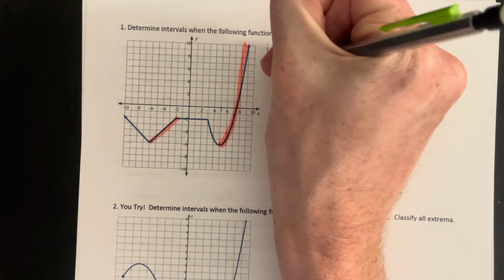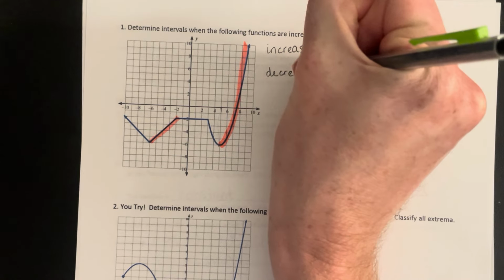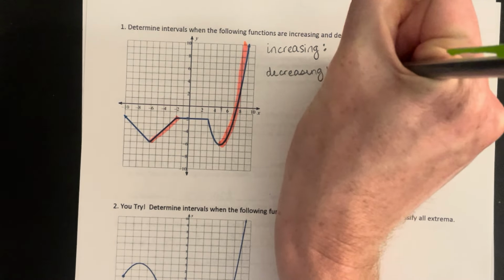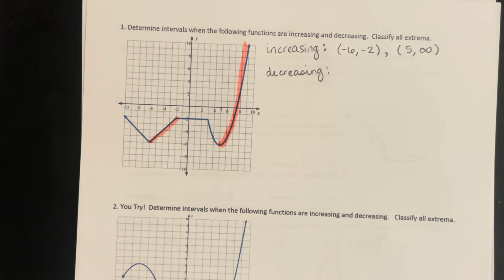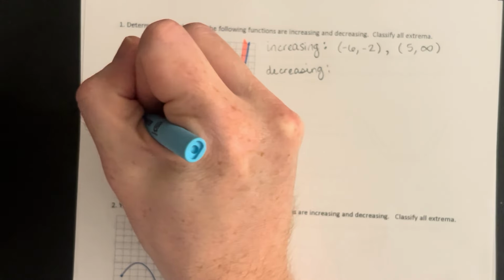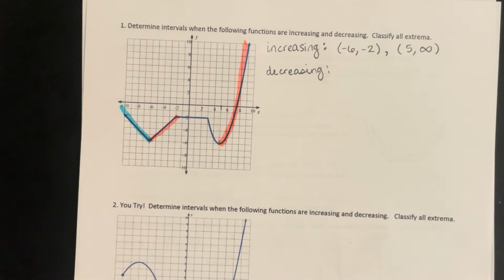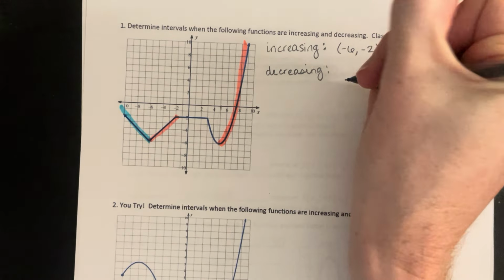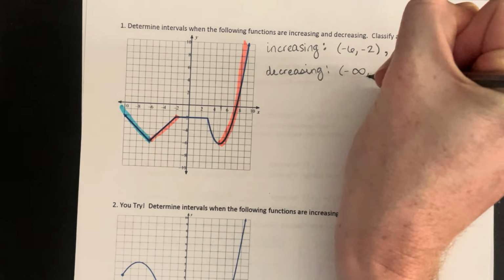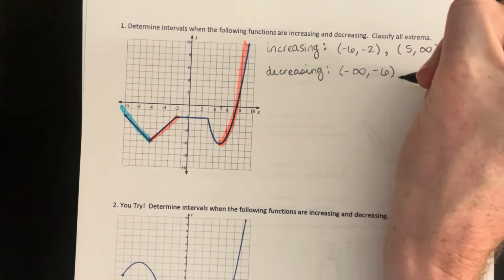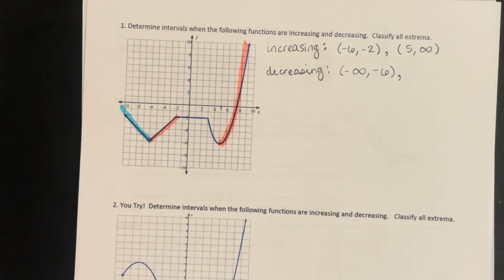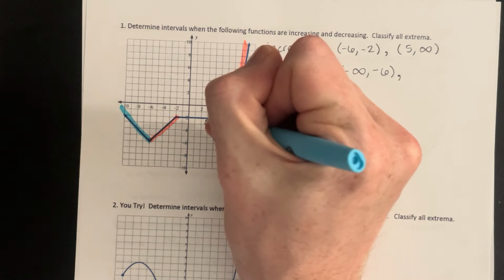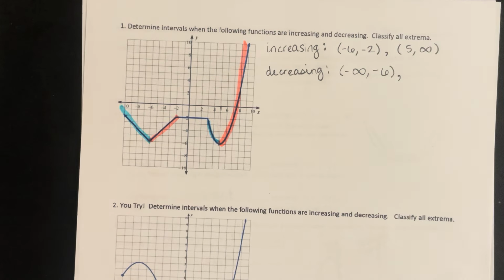When we look at decreasing sections, we're looking for our downhill slopes. We have a downhill slope here from negative infinity all the way to -6. And then there's another decreasing slope, and that's from +3 to +5.